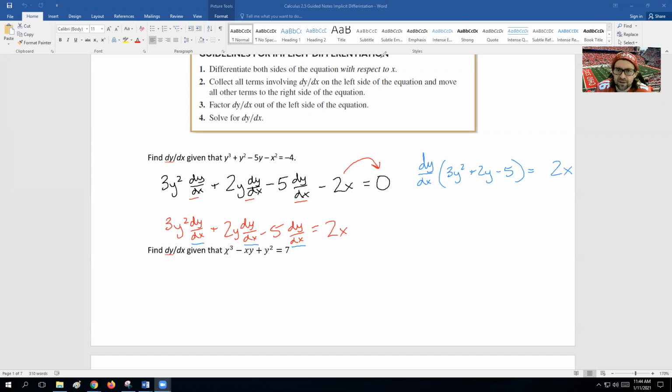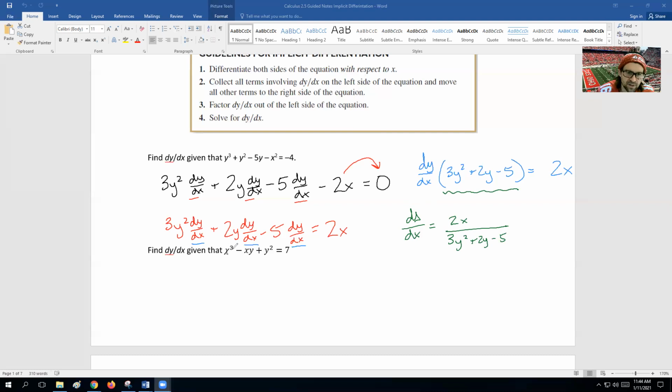Now we're one step away here. If we want to solve for dy/dx, figure out what dy/dx is all by itself, all we need to do is realize that it's dy/dx times this, so we can take 2x and divide by 3y squared plus 2y minus 5, and there's our answer. Okay, so let's keep this going with the next set of problems and see what we need to do.